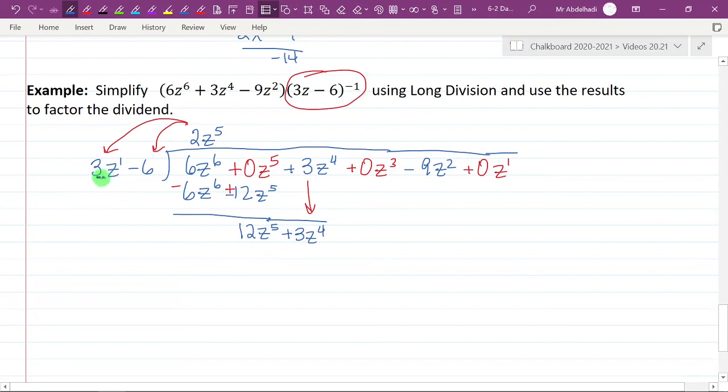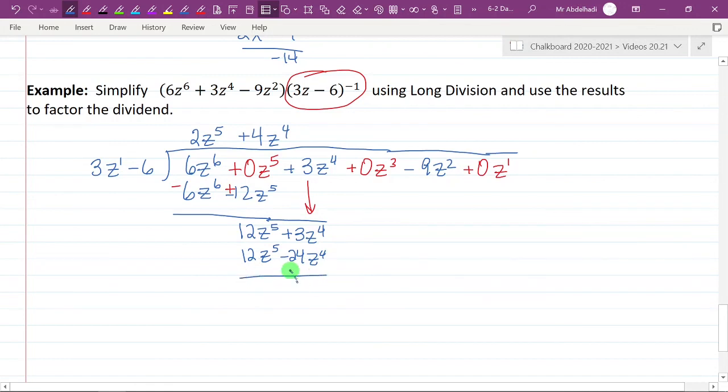What would you multiply by 3z to get 12z to the 5th? Well, 3 times 4 will give you 12, and z to the 4th times z to the 1st. So 4z to the 4th. Oops, not x. 4z to the 4th. So this, let me erase these here. This times this, 4z to the 4th times 3z to the 1st. 4 times 3 is 12, and z to the 4th times z to the 1st is z to the 5th. That works, so this should be the right term here. Now, 4z to the 4th times -6, -24z to the 4th.